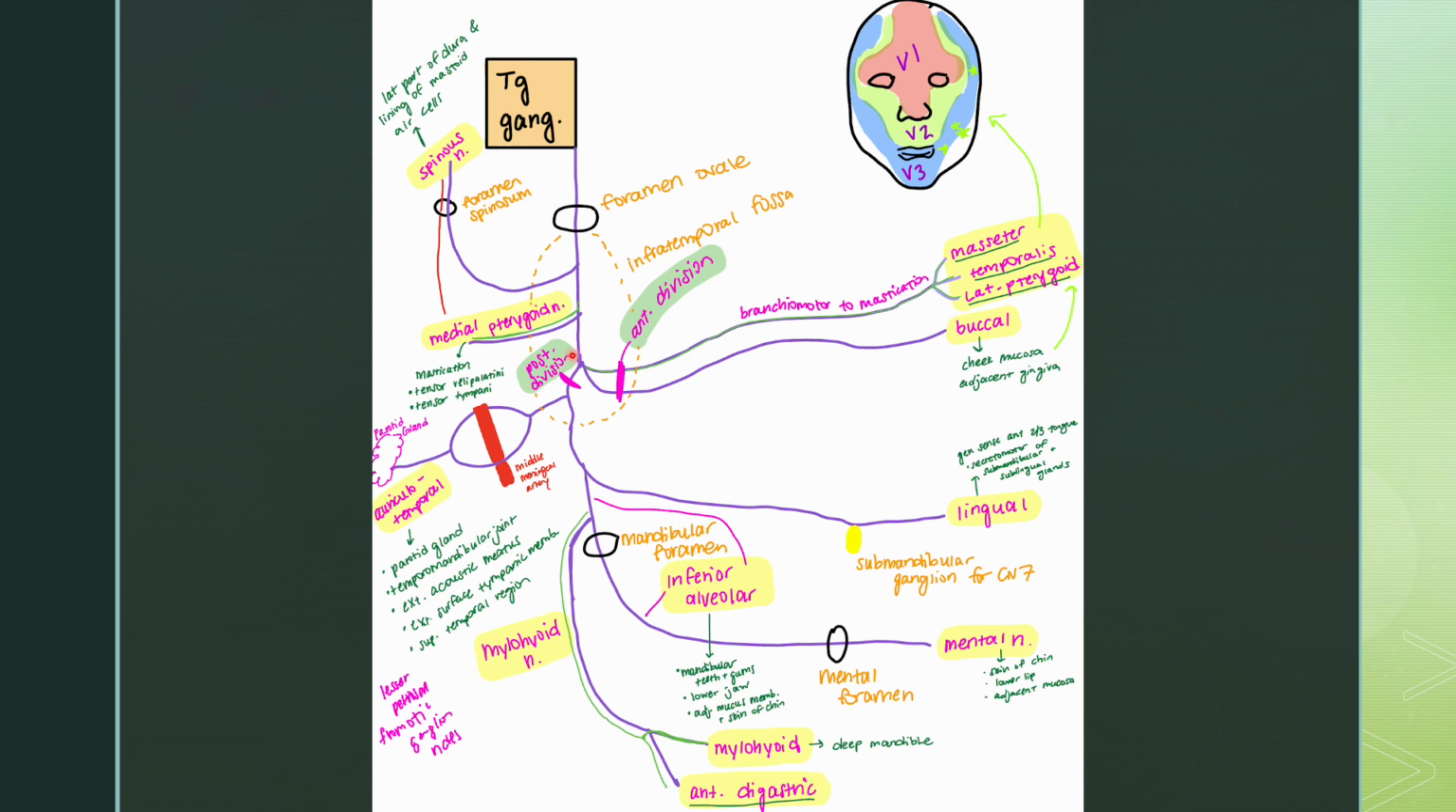So the posterior division, the first thing that comes off is the auriculotemporal nerve, which actually comes off as 2 little branches, goes around the middle meningeal artery and encircles it, and then connects back together and continues on. And those auriculotemporal are sensory branches that go to the parotid gland, the temporomandibular joint, the external acoustic meatus, the external surface of the tympanic membrane, and the superior temporal region. So that's the auriculotemporal.